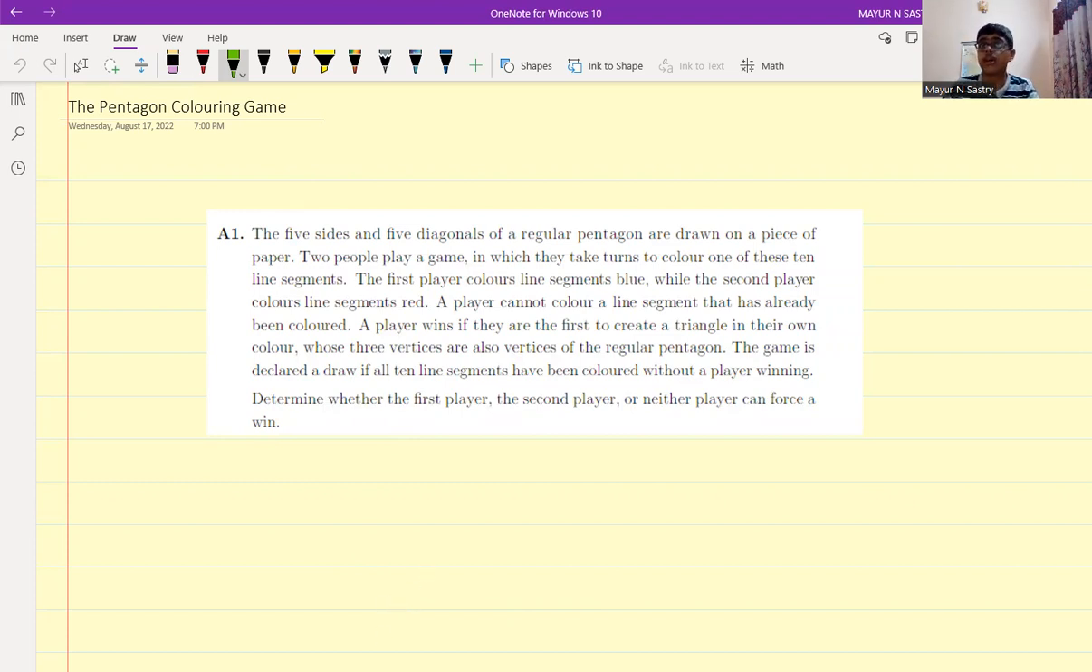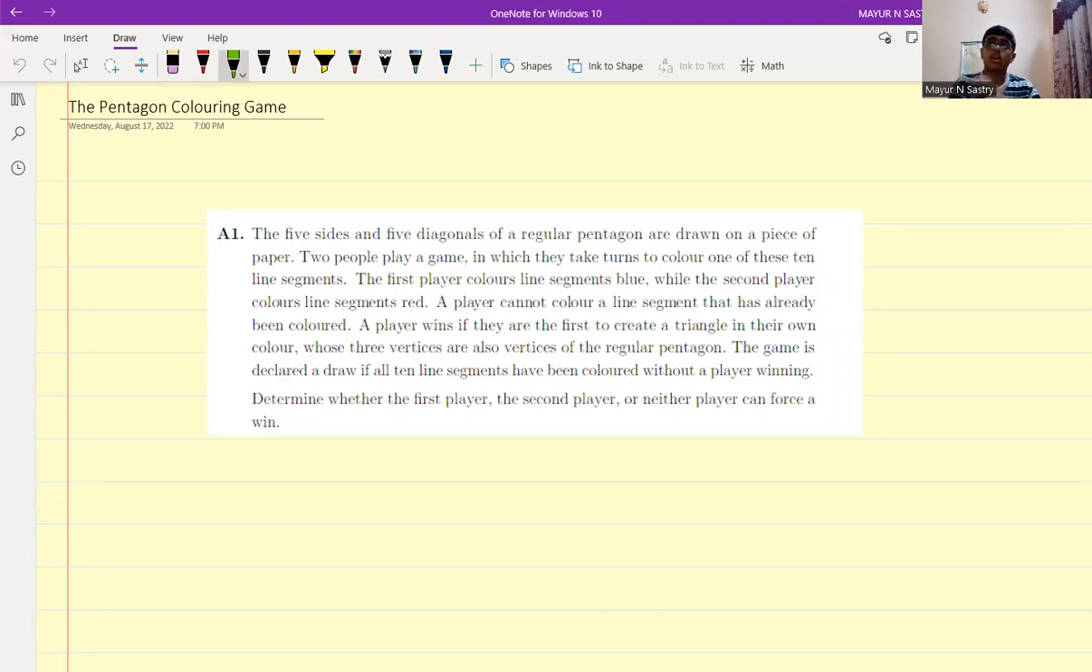So the problem statement is that we have a regular pentagon drawn on a piece of paper with its five sides and five diagonals. There's a game going on between two people, say A and B. The first player will choose a particular line segment among the 10 line segments and color it blue. The second player will next choose another line segment and color that red. This process keeps repeating until all line segments have been colored, either blue or red.